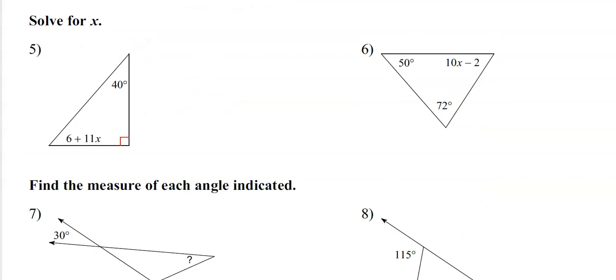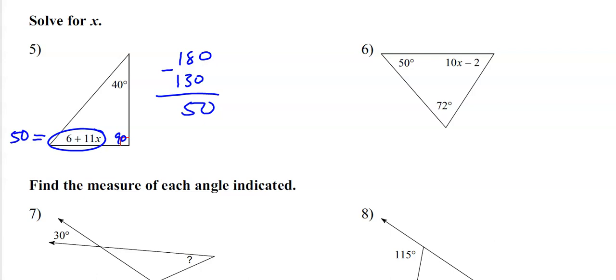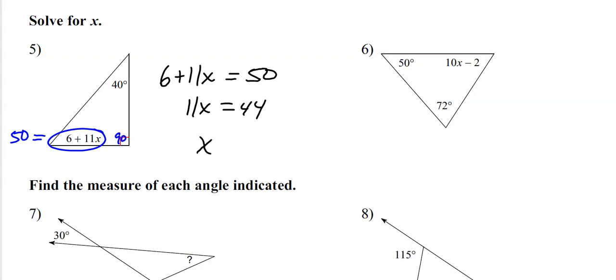Keep on moving. Same game, just some algebra here. So I look and see, this is a 90. So right now I'm at 130. Subtract from 180. I know that this angle has to equal 50. But the answer is not 50. I have to find the algebra that makes that work. So I have to say 6 plus 11x, what x is going to make that equal 50? Subtract 6 from both sides, divide by 11. The answer should be 4.